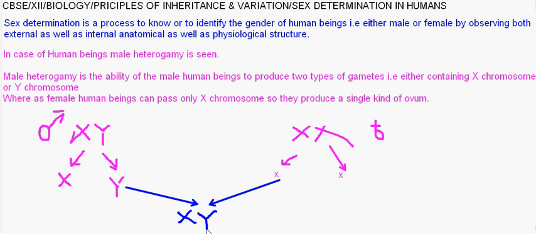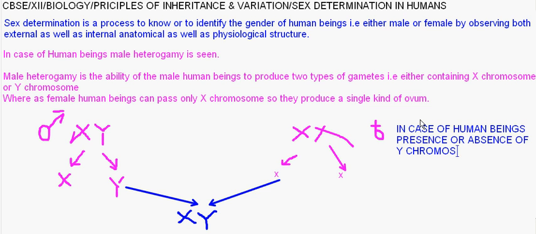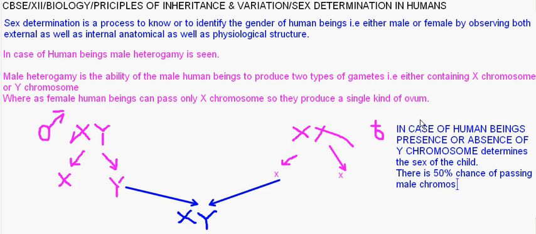So let me write in caps, in case of human beings, presence or absence of Y chromosome determines the sex of the child, and there is 50% chance of passing male chromosome, that is Y chromosome, to the next generation.